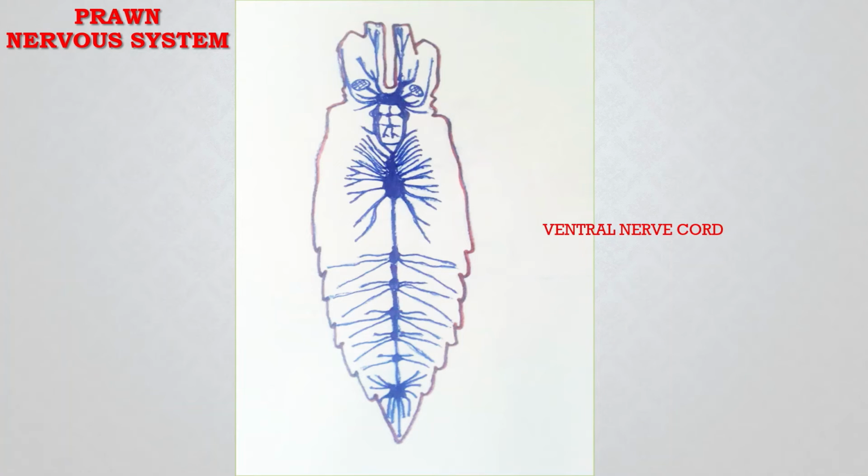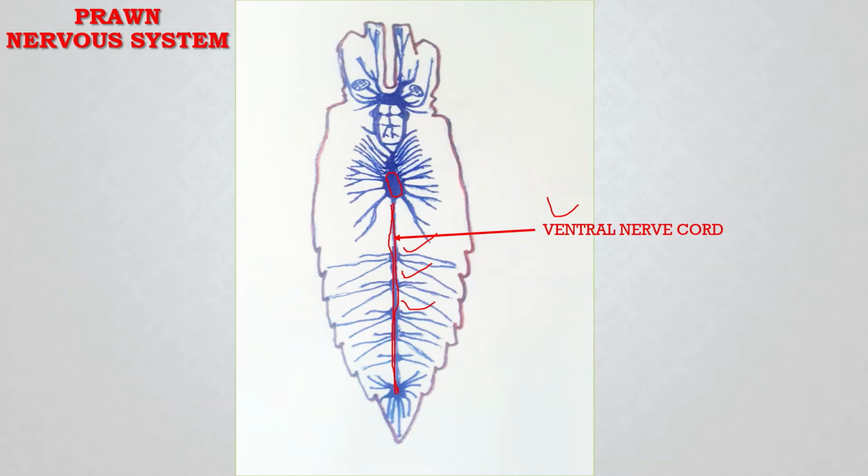Now the fourth part. From the ventral thoracic ganglionic mass, a stout cord arises, called the ventral nerve cord, also called the abdominal nerve cord, and it runs along the mid-ventral line of the abdomen. On this ventral nerve cord, a total of 6 ganglia arise.